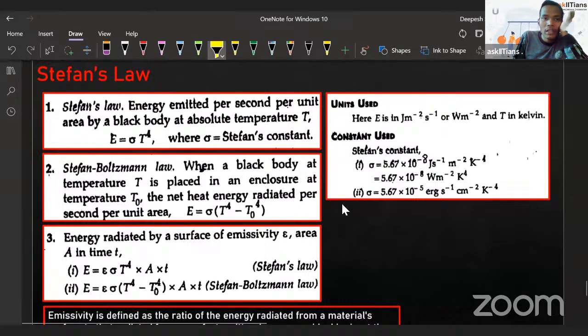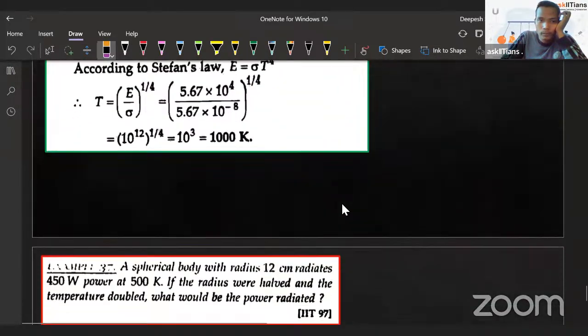The value is equal to sigma T to the power 4, where sigma is a constant which you don't need to remember. Sigma, the Stefan's constant, you don't need to remember. It will be given to you in the question. So don't worry about it.